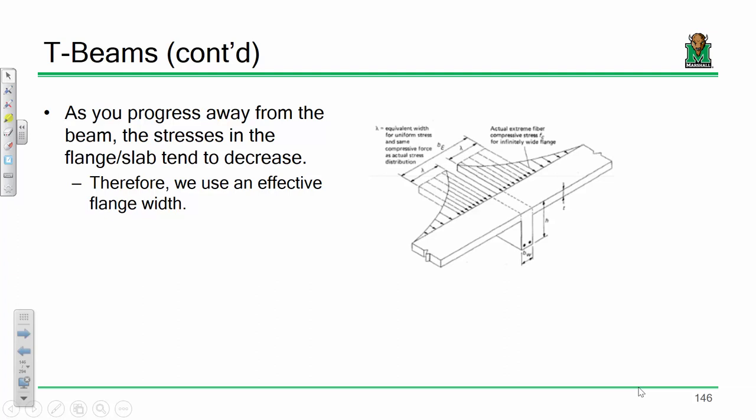Does that make sense? So there is a point where you would cut it off and say, okay, that's what we'll consider effective for the slab. So how do you do that? Well, this goes into another one of those empirical expressions I mentioned before.